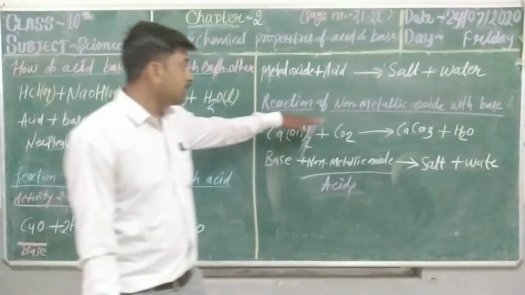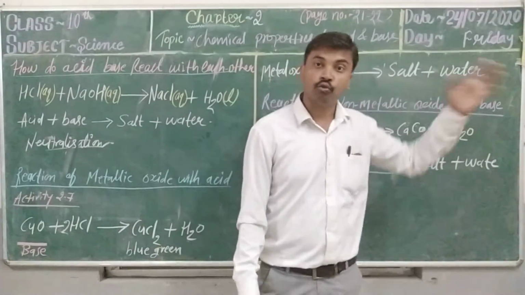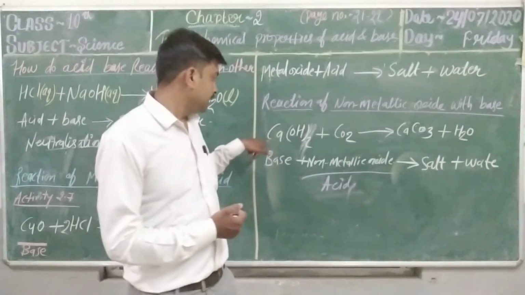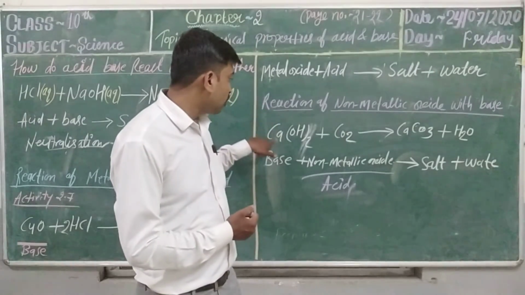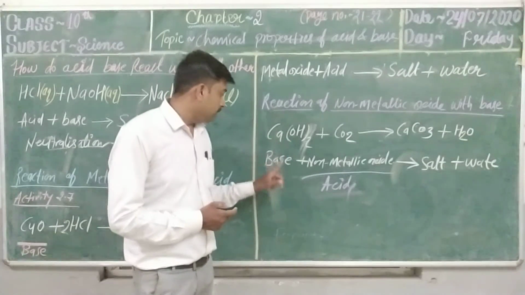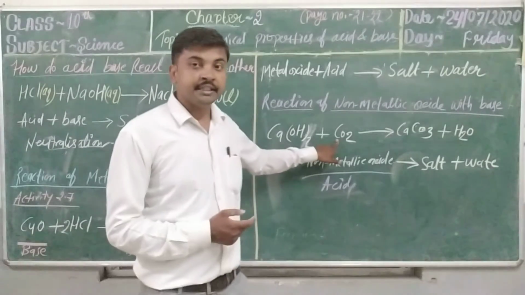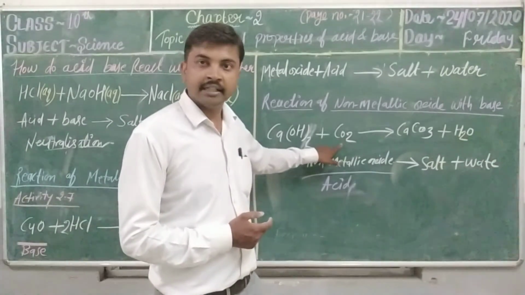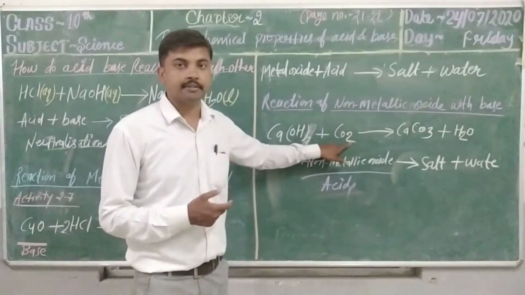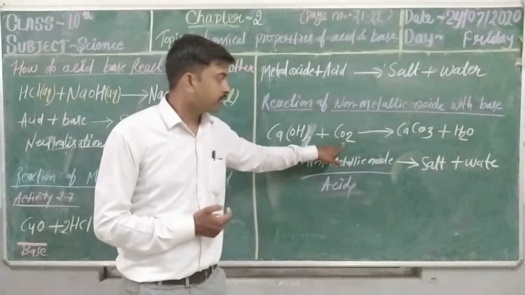And another reaction: when we react a non-metallic oxide with a base, what will happen? For example, we try to understand this. In this reaction we see calcium hydroxide, it is a base. Calcium hydroxide is a base. And CO2: carbon is a non-metal and it forms a compound with oxygen. So it is a non-metallic oxide.